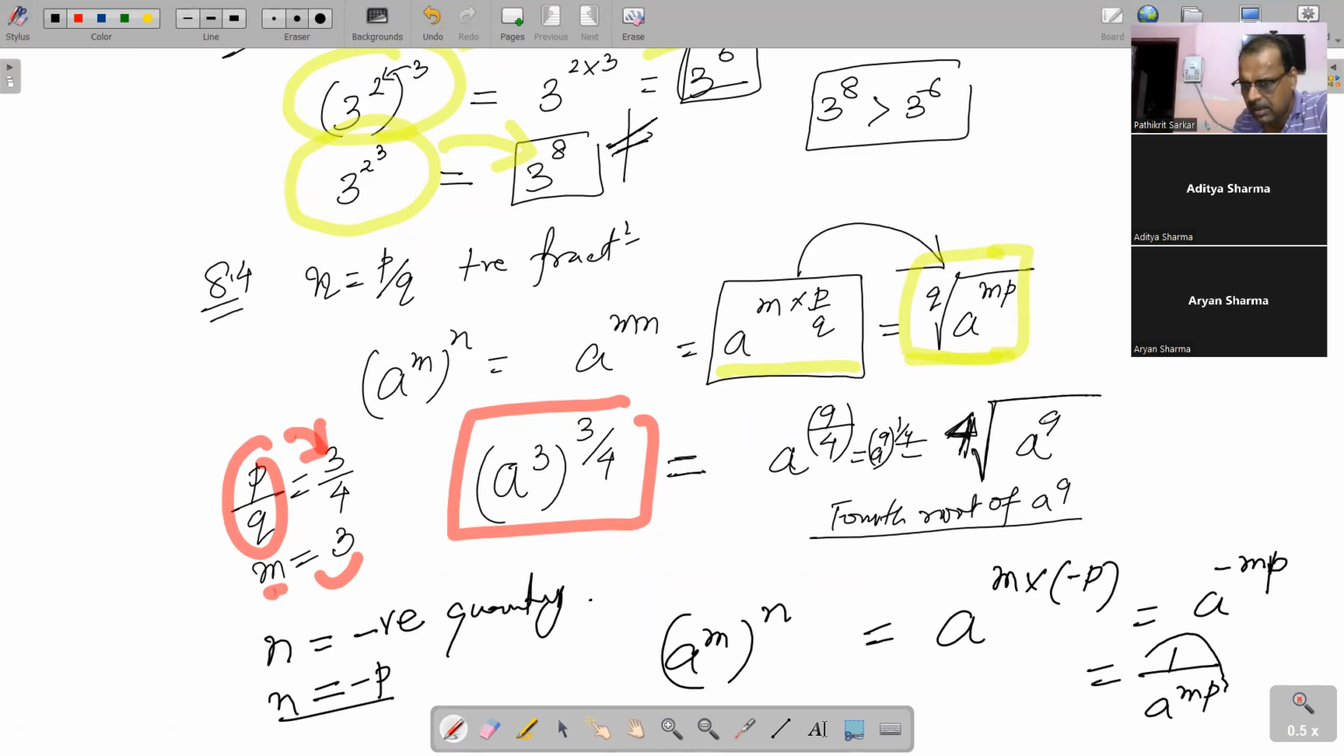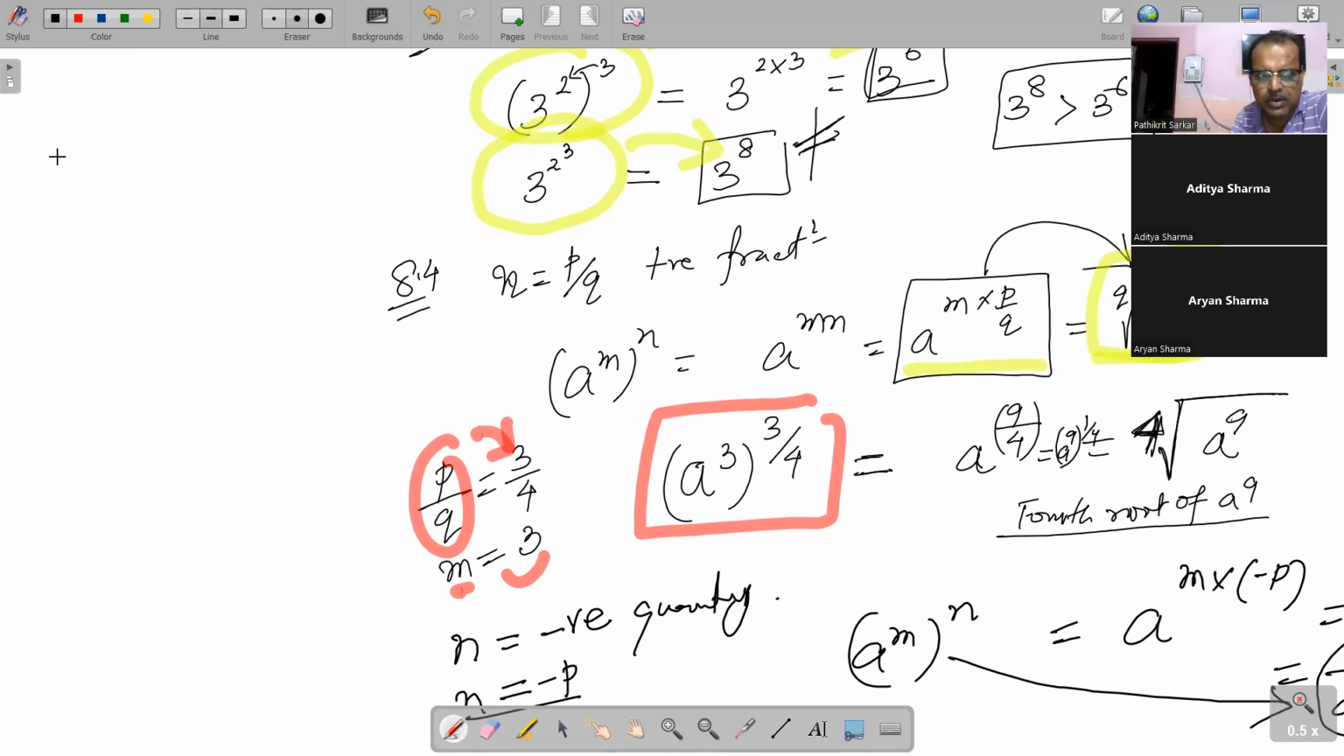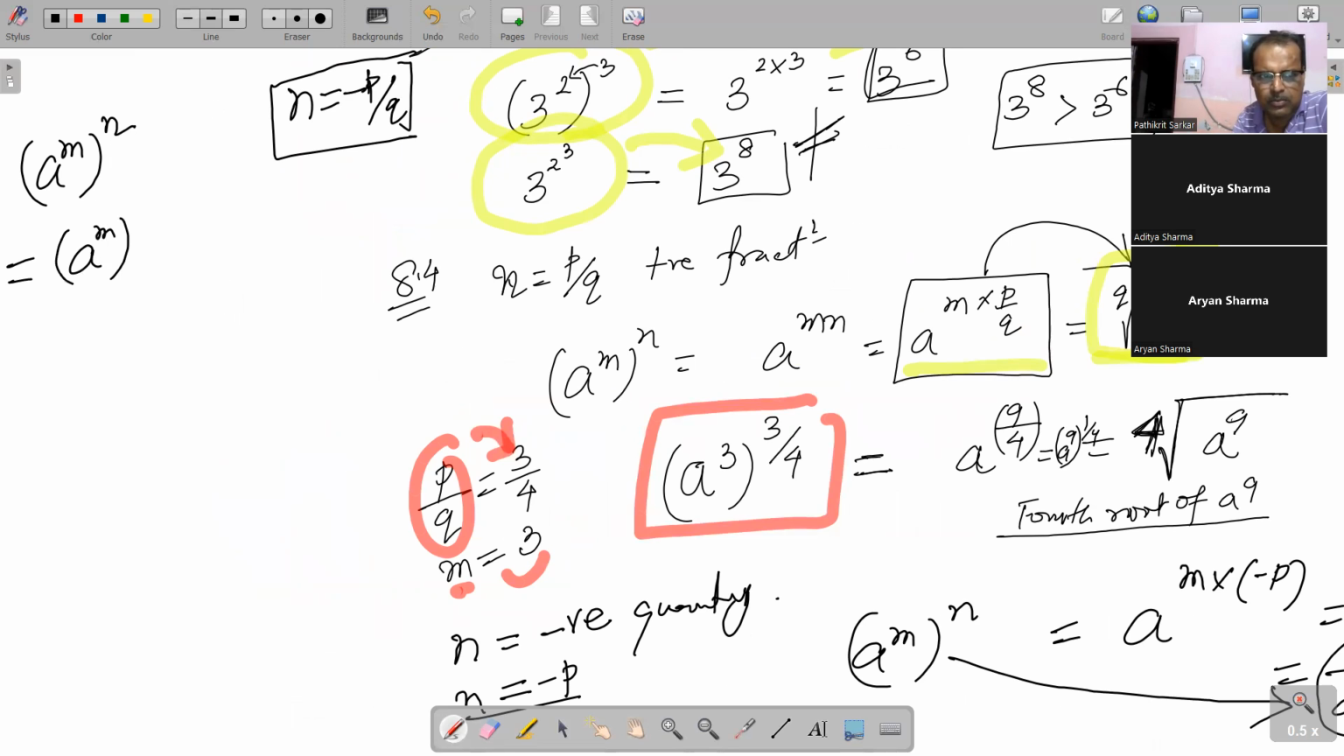So this is the way we have to represent these things. And simultaneously we can also present it like a to the power m whole to the power n, where n is a negative quantity, that means we can say n is equal to minus p by q. So this minus p by q we can represent in the form of a to the power m whole to the power minus p by q. So how can we represent these things? That is minus mp by q.